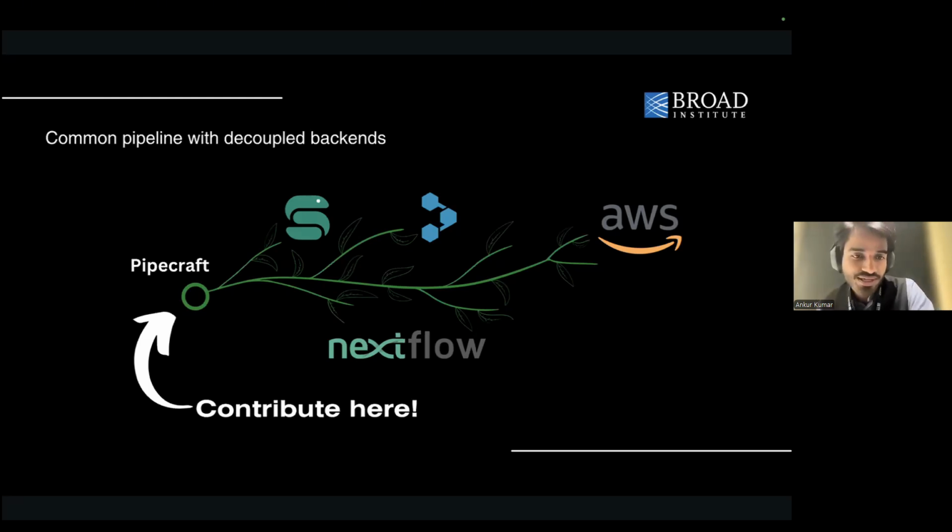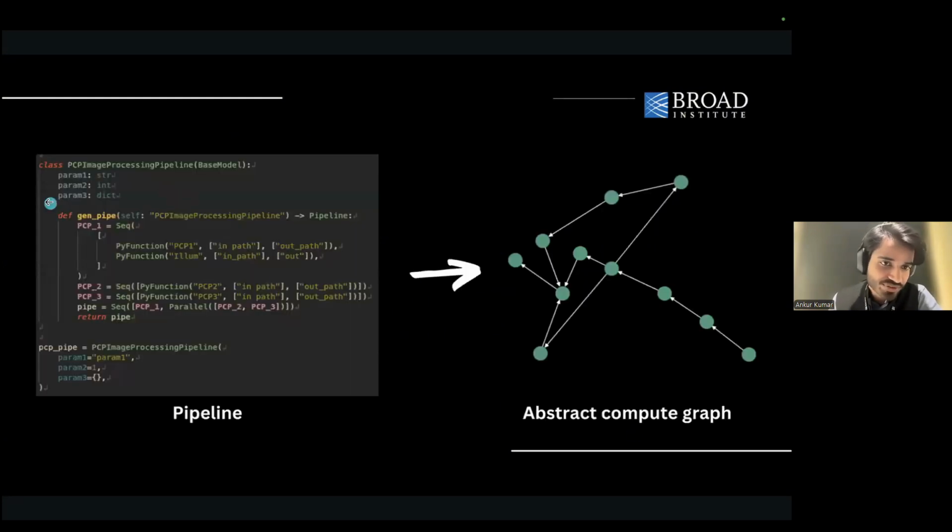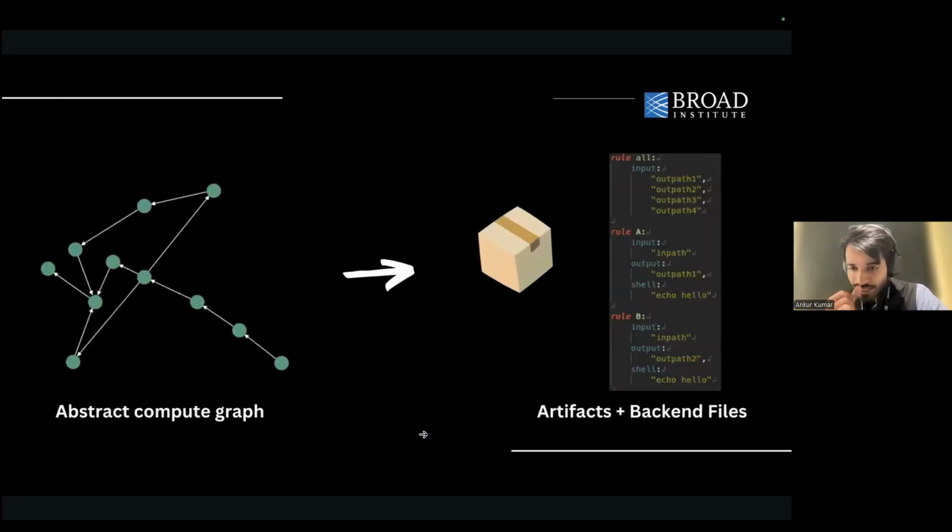So you give it a compute graph. You can use Python to define a compute graph. You can define what containers to use, what functions to call, stuff like that, all in Python. So you don't have to learn a new language. And then it will create a compute graph out of it. And then based on the backend you ask for, it will package artifacts and all the backend files for you. So you can generate a Snakemake file or a Nextflow file, or you can even spin up the entire AWS infrastructure to process your images.